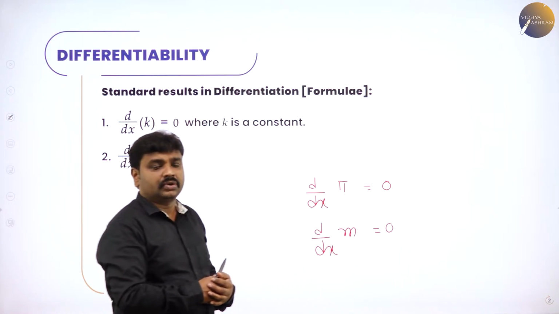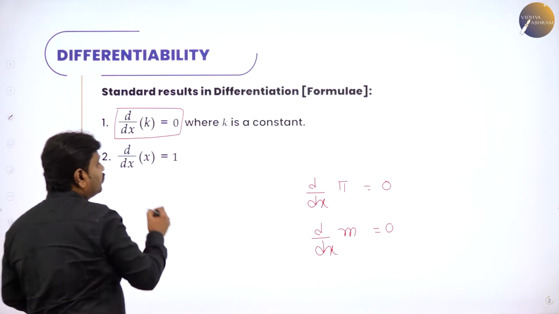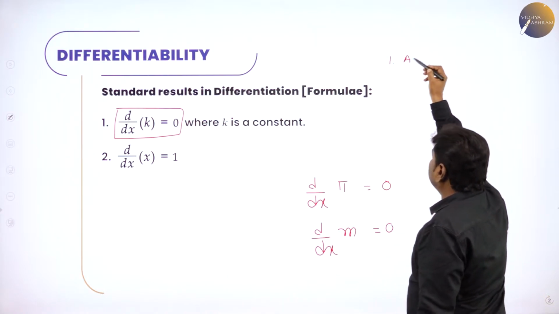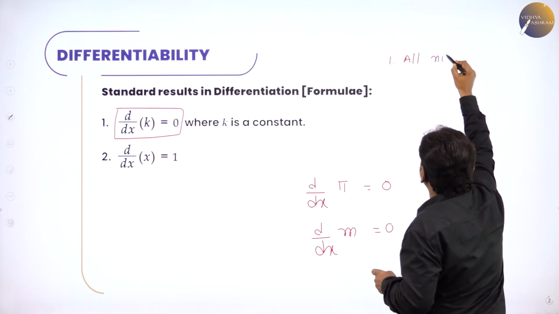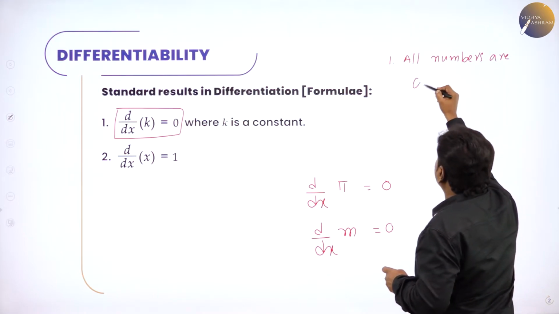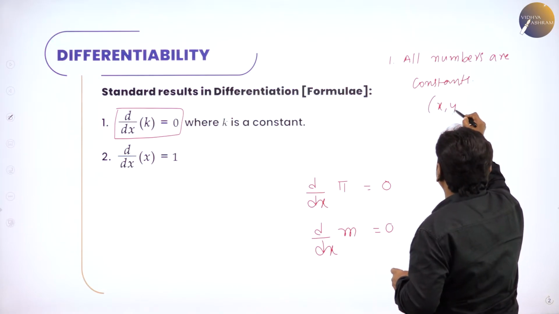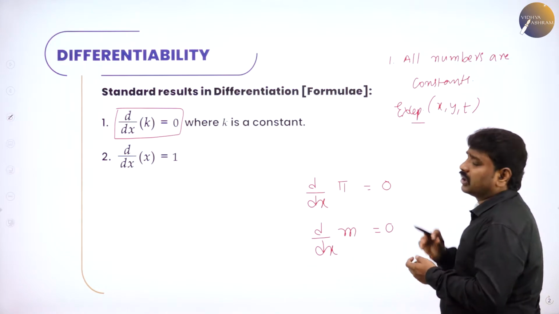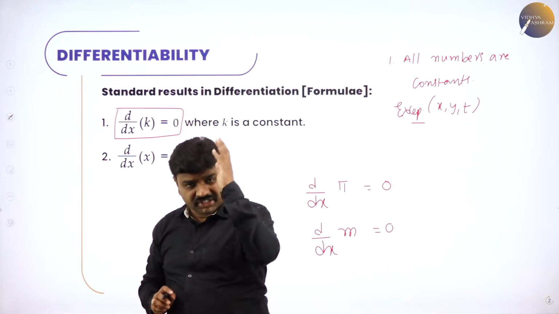So now what is the first formula you have to learn? Derivative of constant is 0. And to know this, first you should know what constants are. What are constants? All numbers. Generally, constant means which do not vary. So we say all numbers are constants. Along with that, all alphabets are also constants except x, y, t. Except these, all other alphabets are also treated as constants. Differentiation of constant is 0, or d by dx of constant is 0.